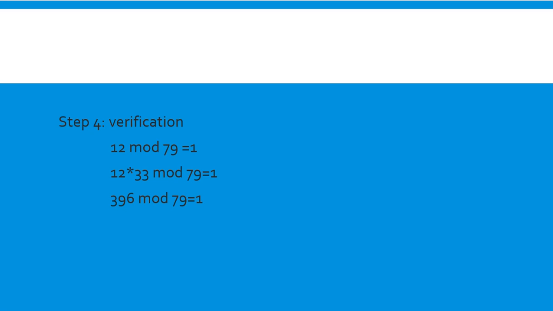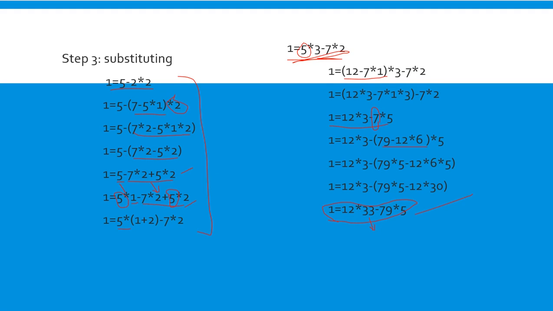Okay, so what is the next step? Next step is nothing but verification. This step is not so necessary, but it's good if you verify your answer. So how to verify your answer? It is nothing but 12 into 33. As I told, how to find the inverse? 12 into its inverse mod 79, you should get the answer as 1. So you will definitely get the answer as 1, because 12 into 33 is 396, and if you mod it by 79 you will get 1.